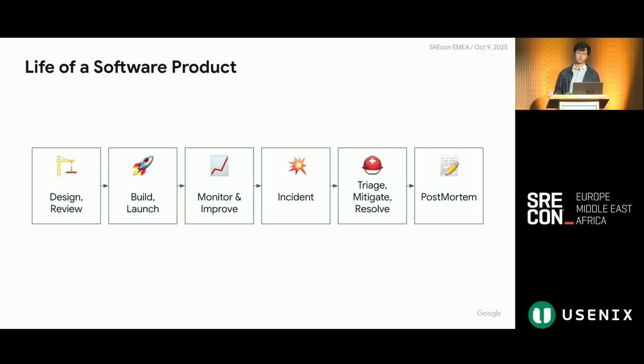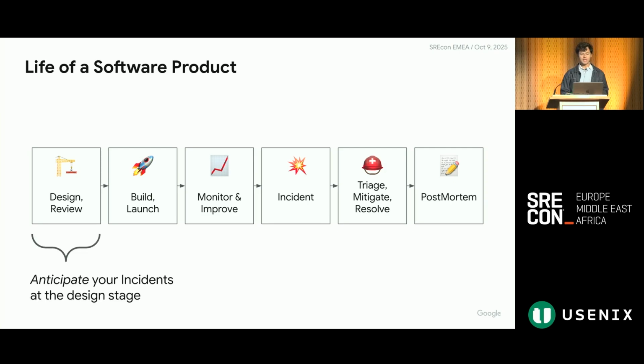But what if I told you there existed a process where you could methodically anticipate the ways your system could break at the design stage when your system existed on paper only? And this process could help you come up with a thorough list of all of the ways your system might have an incident, along with the causal factors that would lead to those incidents.